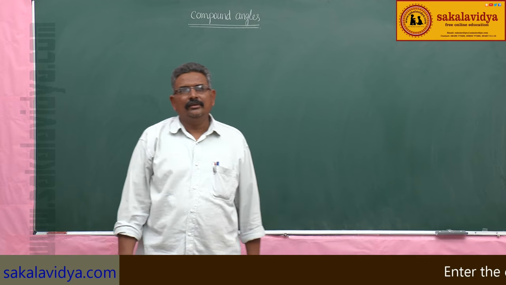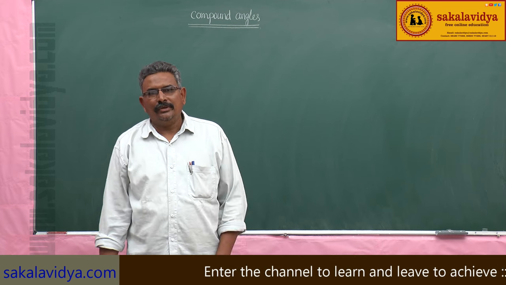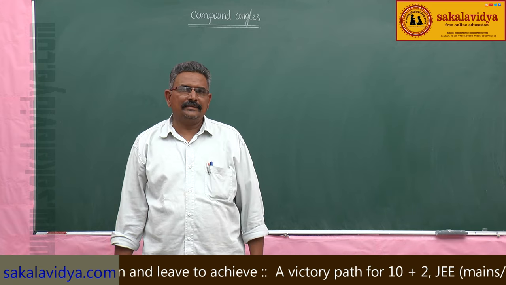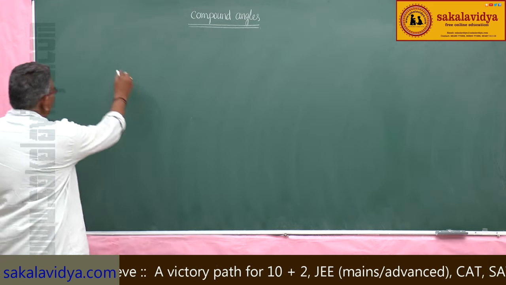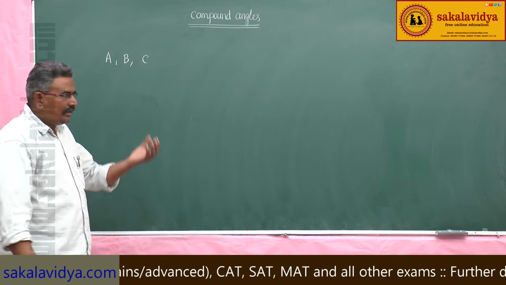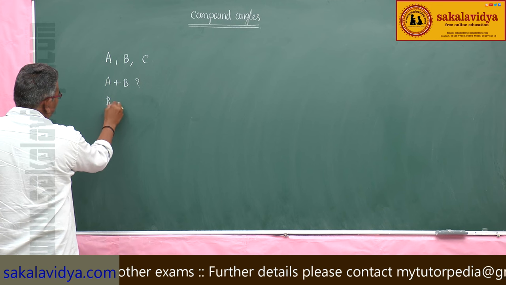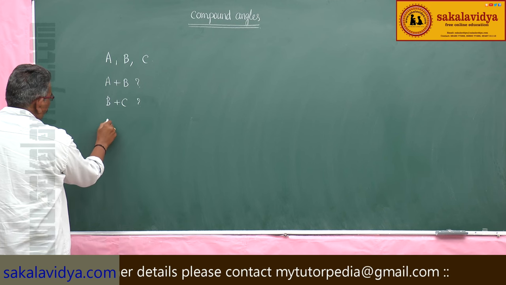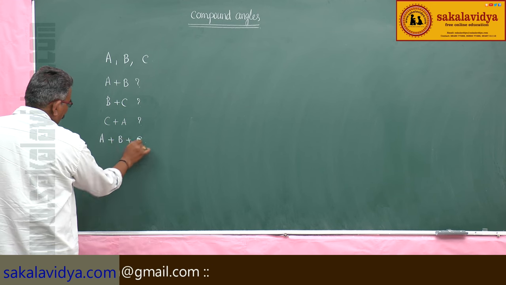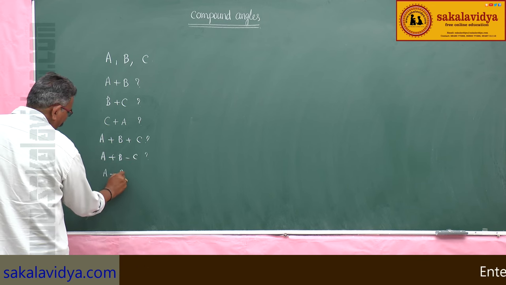In the last session, we discussed trigonometric ratios. So now, we are going to discuss compound angles. What is meant by compound angles? We know the angles, for example, say A, B, C. Now, can we define A plus B? Can we define B plus C? Can we define C plus A? And can we define A plus B plus C? Can we define A plus B minus C? Can we define A minus B minus C?